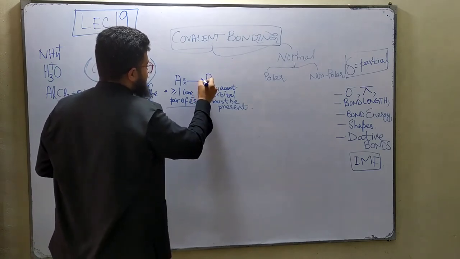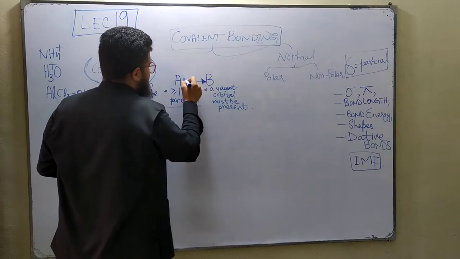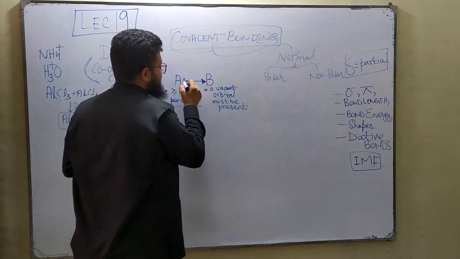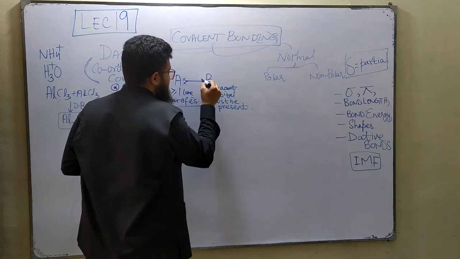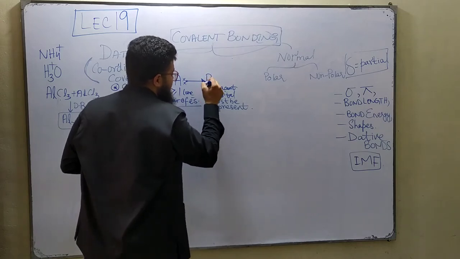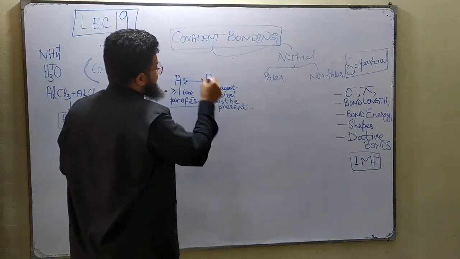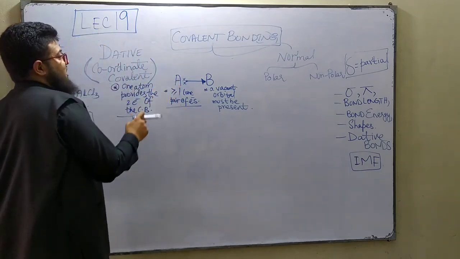The tail of the arrow must be pointing towards the lone pair of electrons, and the tip of the arrow must be pointing towards the element which is accepting the electrons from the donor atom. And this is the concept of dative bond.